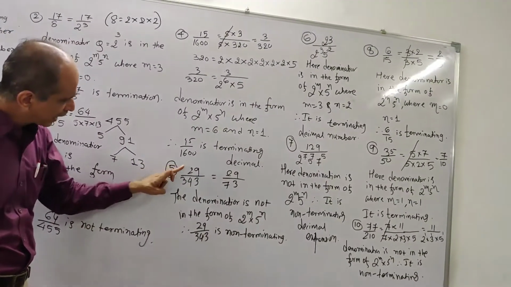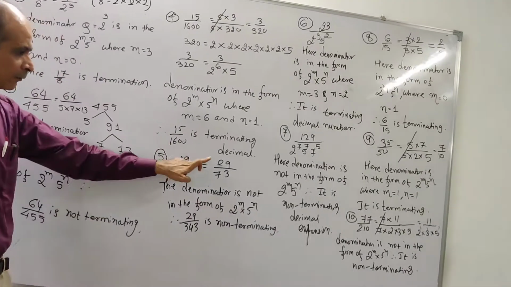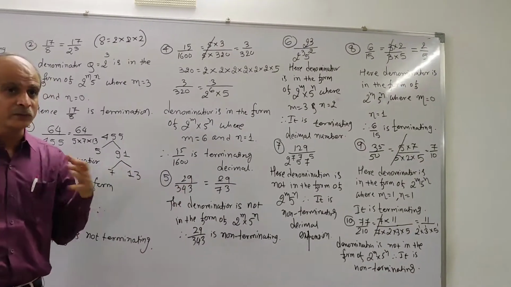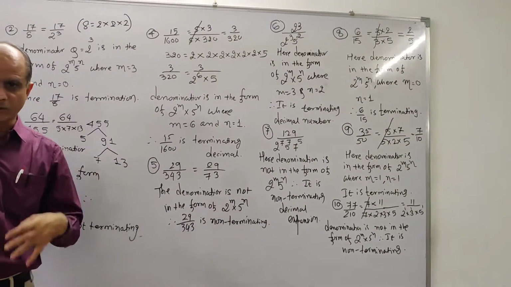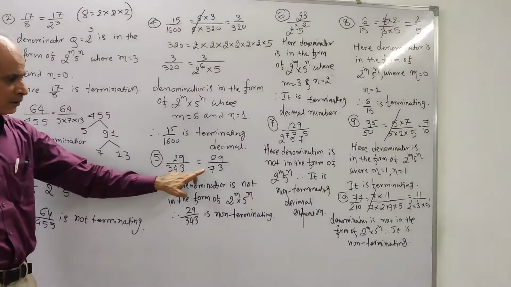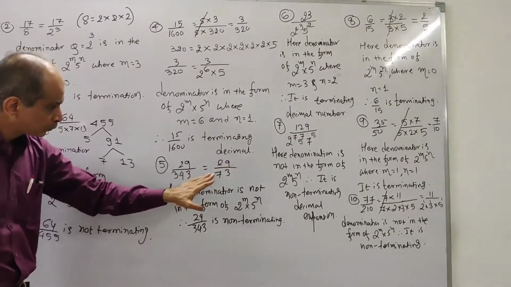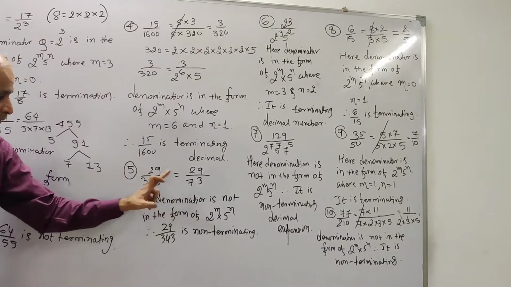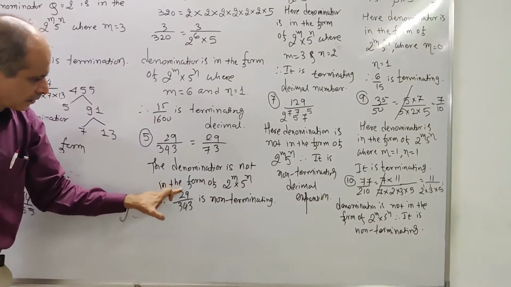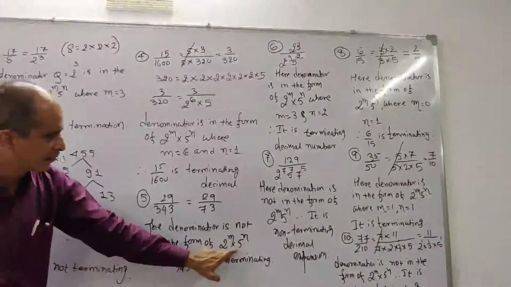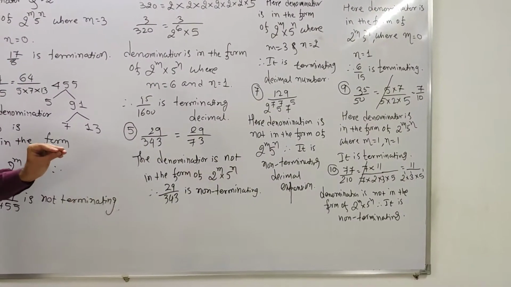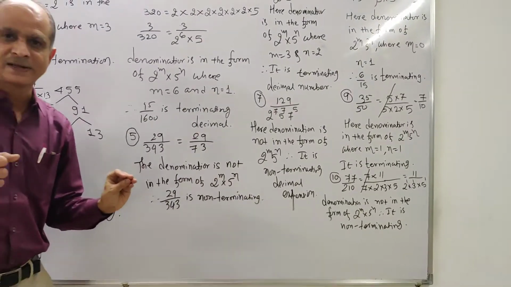The fifth one is 29 upon 343. You know 29 is a prime number, so you can't divide 29 further. 343, you know it is 7 cubed: 7 times 7 is 49, 49 times 7 is 343. So 29 upon 7 raised to 3. If you observe, the denominator is 7 raised to 3. So the denominator is not in the form of 2 raised to m and 5 raised to n. That's why 29 by 343 is not a terminating decimal expansion.